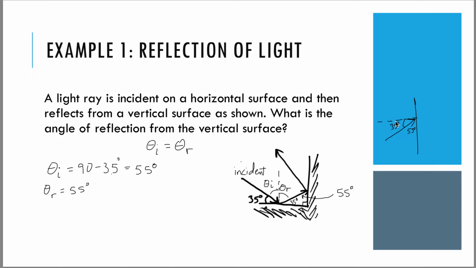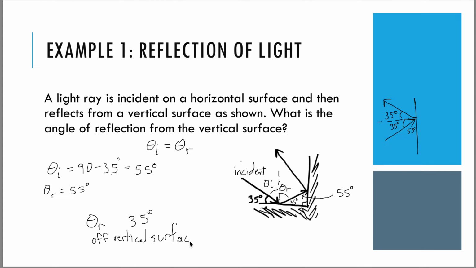So if the angle of incidence is 35 degrees, then that means that the angle of reflection here off of this vertical surface is also going to be 35 degrees. So our final answer is actually 35 degrees is going to be our angle of reflection of the vertical surface.